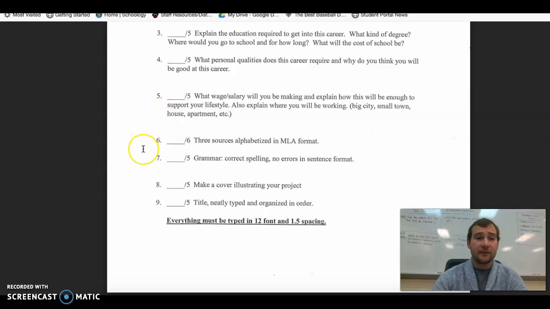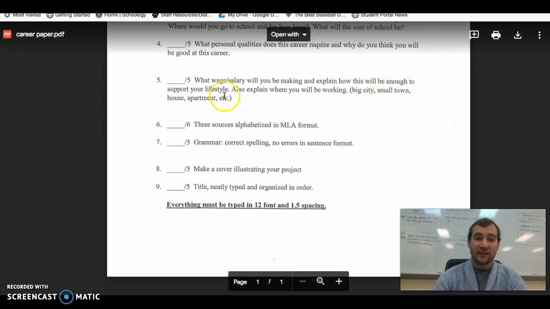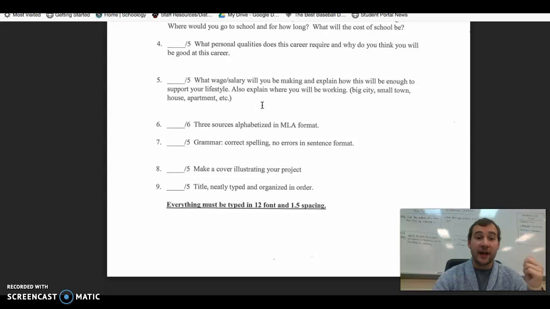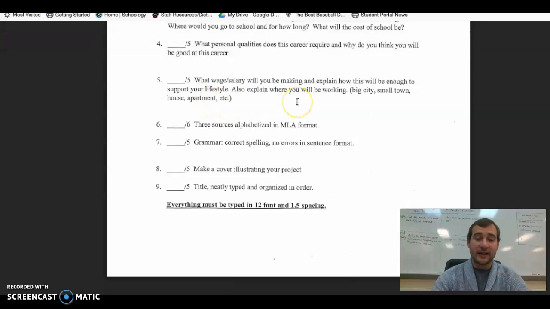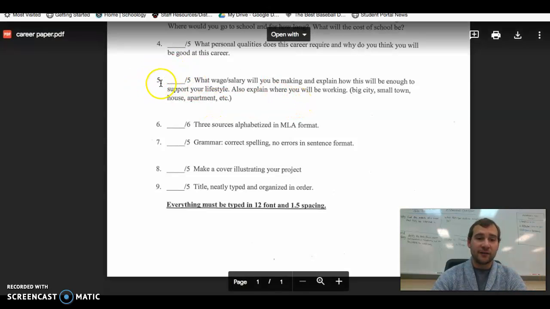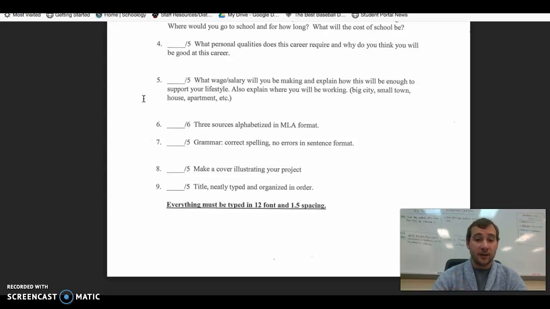Number 5 is one more of those difficulty ones, but we already did this one on Friday. This is the reality check piece that we did on Friday. So what wage salary you'll be making, and explain how this will be enough to support your lifestyle. Well, your lifestyle is based on the reality check that you did. If you don't remember, just go back and do the reality check again. And the last part, also explain where you'll be working, big city, small town, are you going to live in a house, in an apartment, all those different things that come up in the reality check. That's question 5. So for some of you, you're just going to copy and paste your reality check response that you did last week, and basically embed it inside your paper.